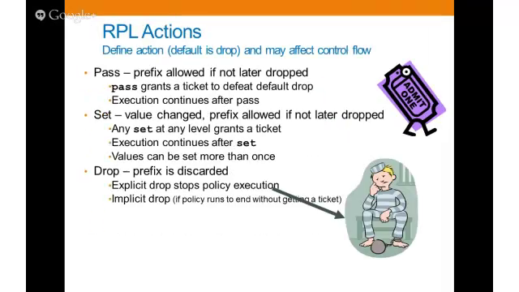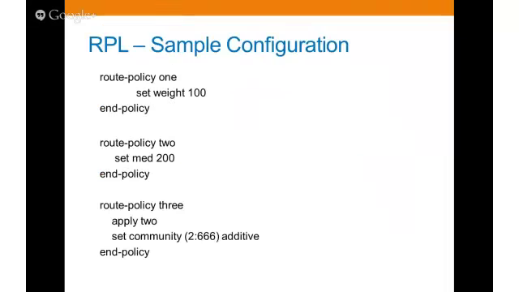So there are various actions that you can do in RPL. You can have an action as pass, which would basically grant a ticket to allow. Then you can set values like you used to do in route map, right? So set local preference and stuff like that, set next hop. So that same set command is here, and drop if you want to drop something. So there's no such thing as a permit statement or a deny statement in route policy. It's just one policy, and then you define the actions. We'll just see the sample configuration here.